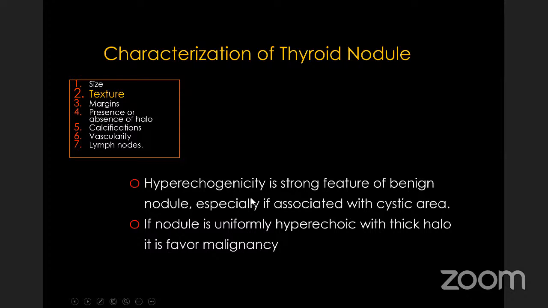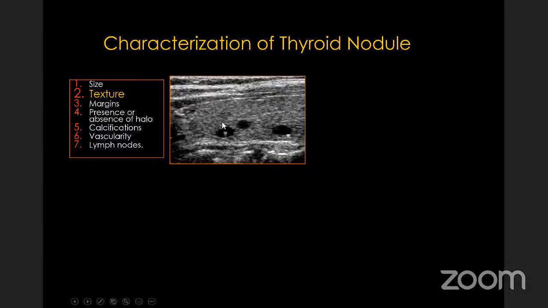Hyperechogenicity is a strong feature of a benign nodule, especially if associated with a cystic area. Also, if a nodule is uniformly hyperechoic with a thick halo, it favors malignancy. This is an example of a solid hyperechoic nodule with a cystic area, suggestive of benign nodular hyperplasia.